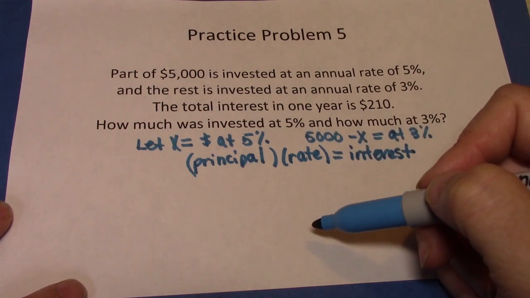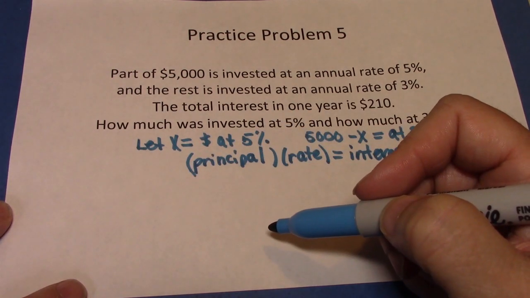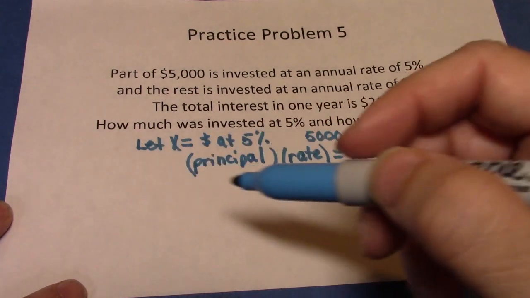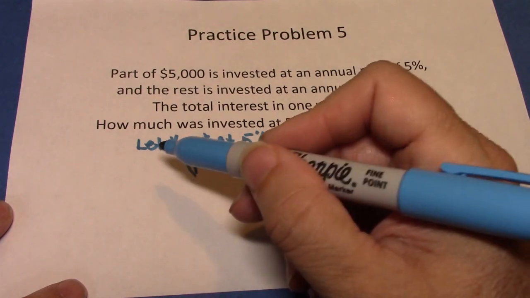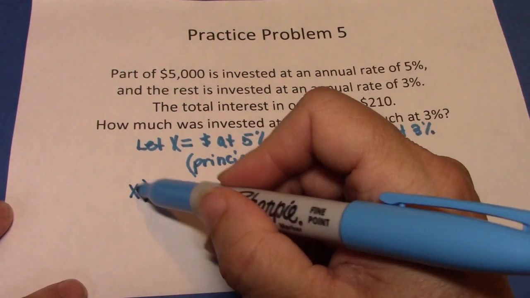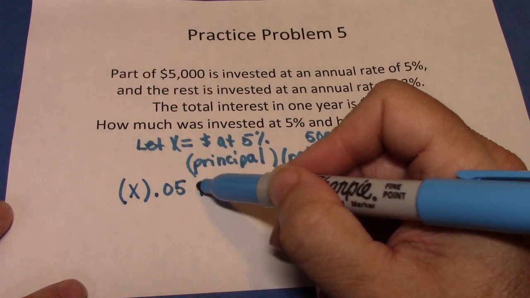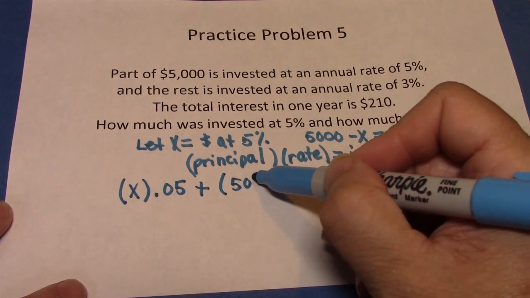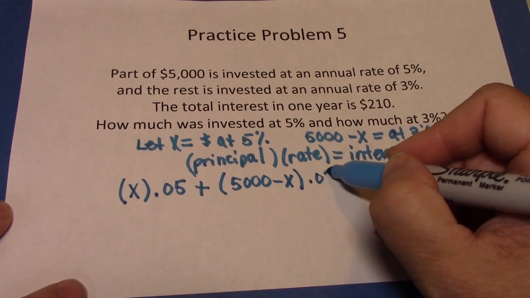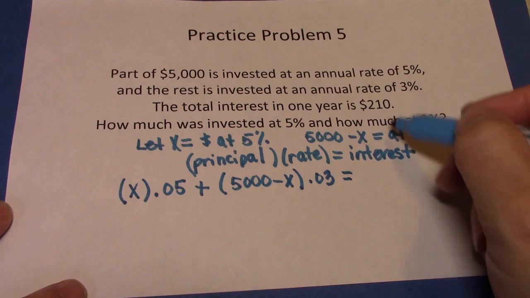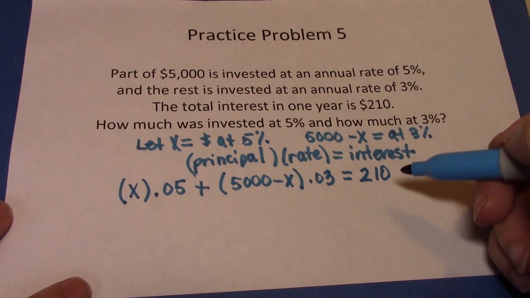Okay, now that we have that formula, we have two principals, X, and 5,000 minus X. So we need to do this twice and add them together. Not going to be that hard. So principal is X times the rate, and 5% is 0.05, and the other principal, which is 5,000 minus X, and that's the amount that's invested at 0.03, and that's the interest for 1 year, which they told us was $210. Now we just have to solve.